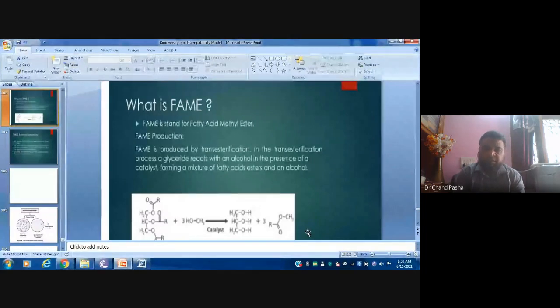And these methyl esters are unique to the organism. They are different in different organisms. And we have a large amount of database. Based on this, we can say that in these organisms, this type of ester is there. This is the data already available.